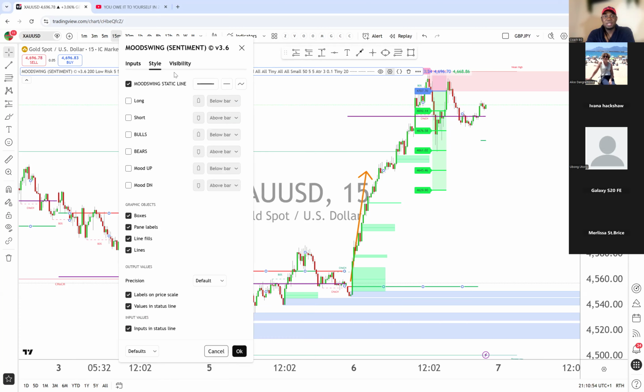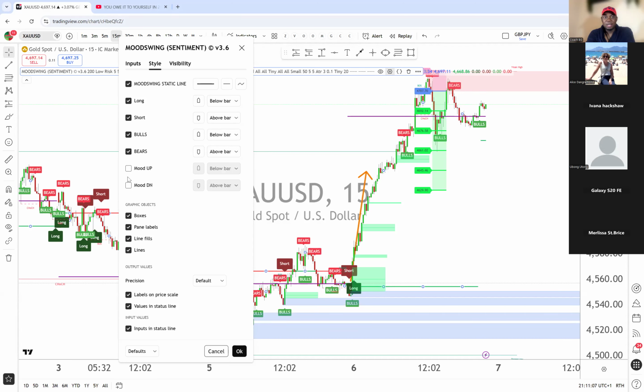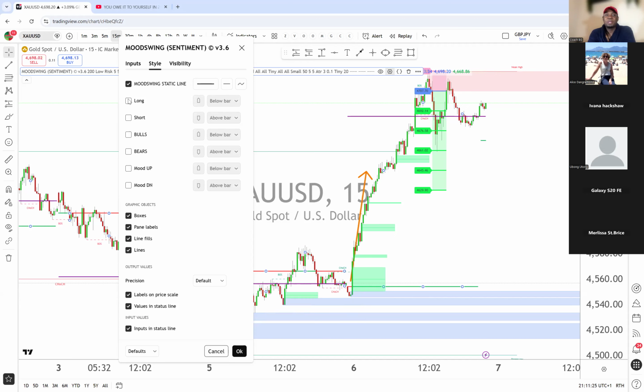Style, we have certain things in here. Like, for example, we could switch on the longs and the shorts, the bulls and the bears. Mood up and mood down. So we could switch those things on if we choose to. Now with the new upgraded version, what happens is, in fact, I'll talk about that a bit later on.